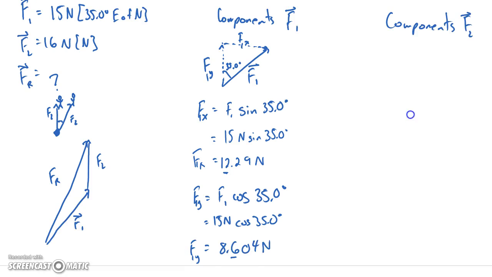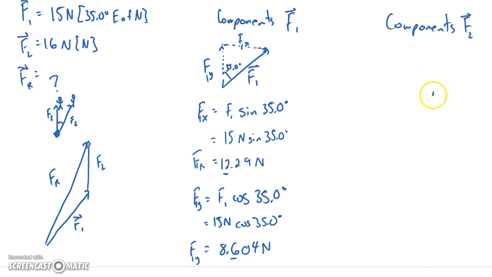Now F2, let's draw F2 all on its own. F2 is easy. Why is F2 easy? Well, F2, remember, is 16 newtons due north. So if we think about F2x, there is no east or west, so that makes it 0 newtons. And then F2y is just 16 newtons. Now let's make sure we've got everything positive and negative if they should be.